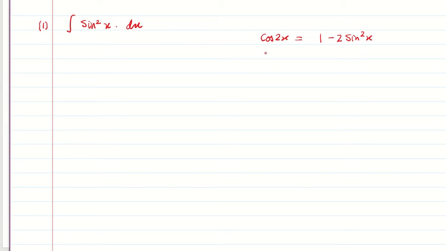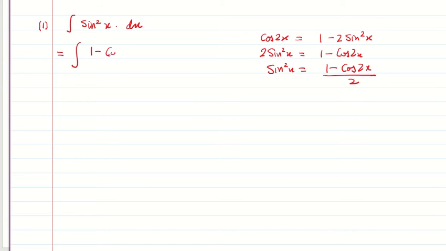So if you make sine square x the subject, if I get the 2 sine square x on the other side, this will be 1 minus cos 2x. So your sine square x will be 1 minus cos 2x upon 2. So what will this become? This will become integral of 1 minus cos 2x upon 2 dx.